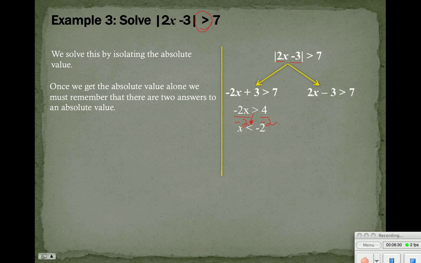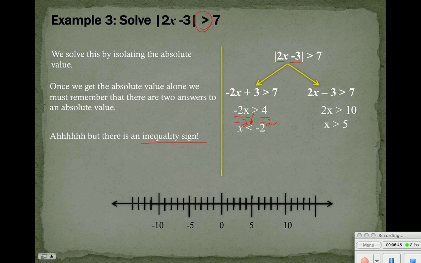On the other side, we don't change anything, we keep it as is, we solve, and we get our 2 answers. But now, with the inequality sign, we have to do something just a little different. If I were to graph these answers, I have a starting point of 5 and negative 2. So notice those circles that just popped up? Do you remember why they're not colored in? Because there's not an equality underneath the inequality. So therefore they're not colored in.